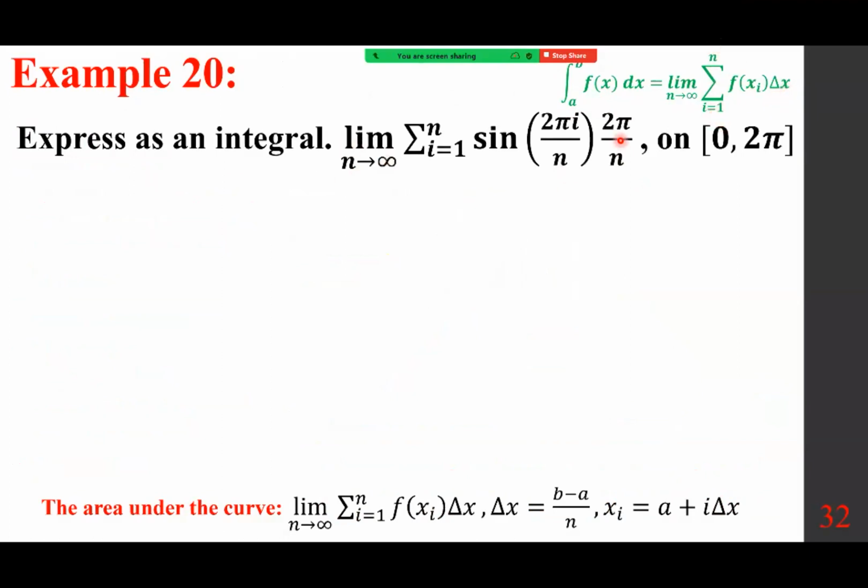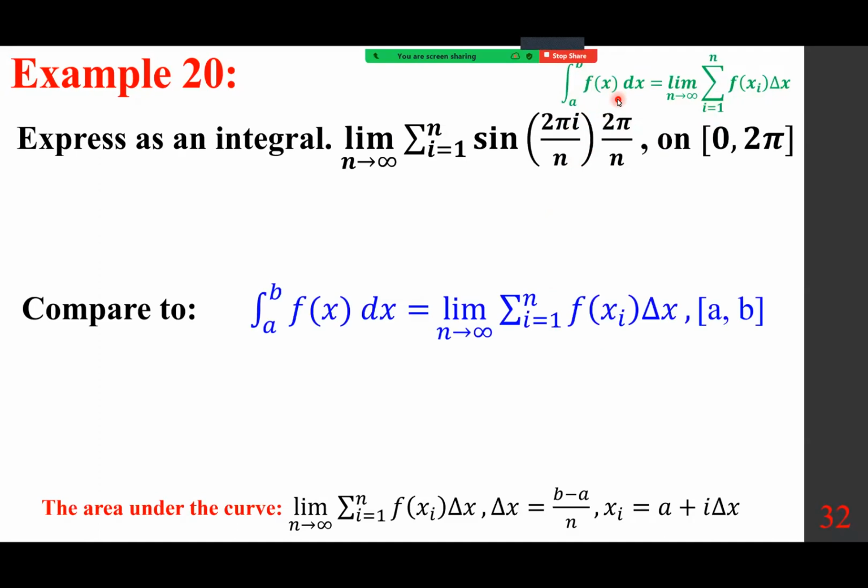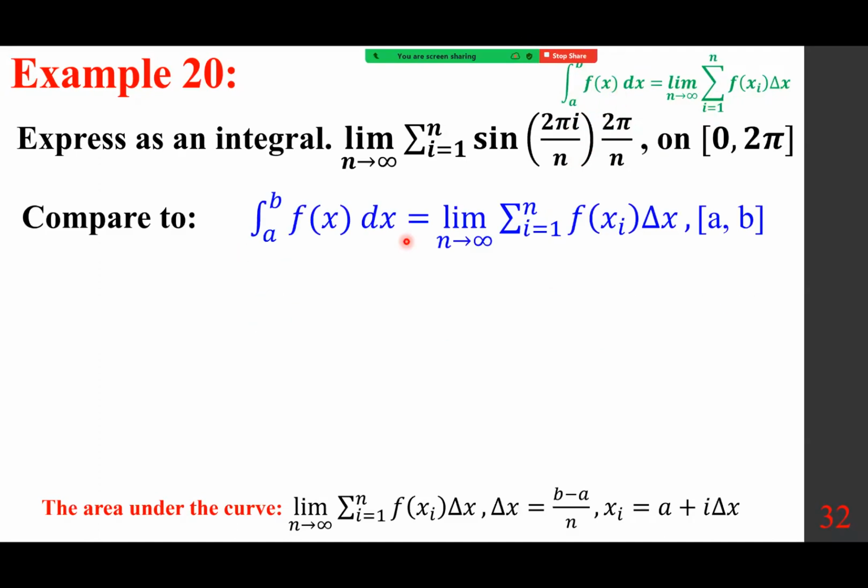So now here's the sum, the summation notation, the Riemann sum in the interval of 0 to 2 pi. And we want to express that as the integral of f of x dx from a to b. So the right side is given. We want to write the left side, if you will. And so the very first thing we are going to do is compare this to what is given.